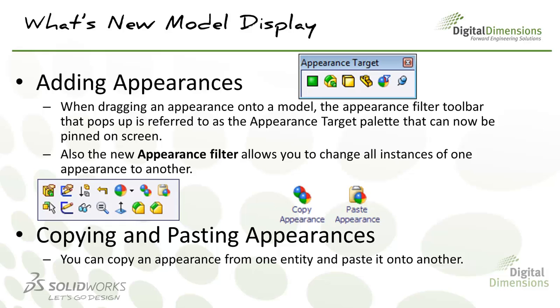The next great enhancement to SolidWorks 2013 is the ability to copy and paste appearances. In the past we could find the same appearance and apply it, but sometimes you made modifications to an appearance and it would be really nice to copy that appearance and paste it on another entity. And with that, let's get into SolidWorks to take a look at this.